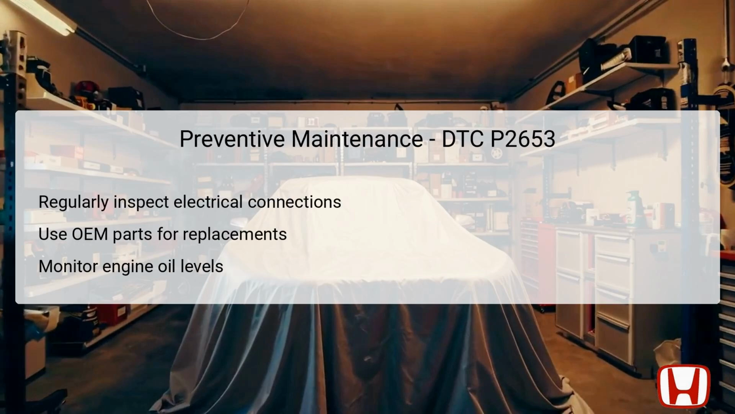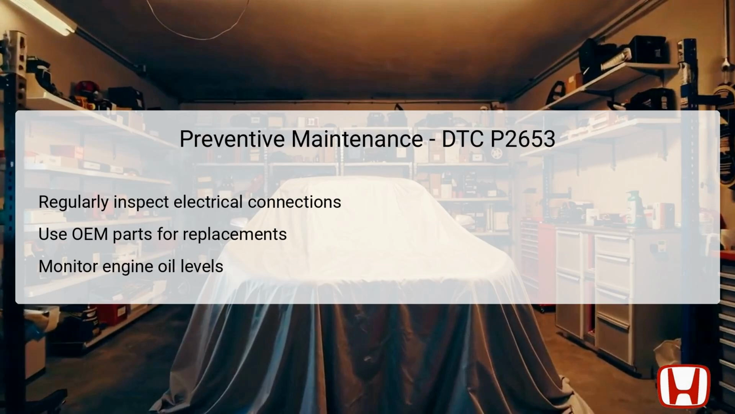Preventive maintenance plays a crucial role in ensuring the longevity and reliability of the rocker arm oil control solenoid and the overall engine performance. Regular inspection of electrical connections can help prevent issues associated with corrosion or wear and tear that can lead to intermittent faults. Utilizing original equipment manufacturer (OEM) parts for any replacements guarantees compatibility and performance equivalent to the original component.